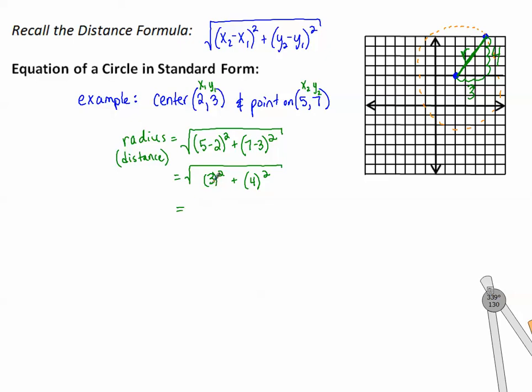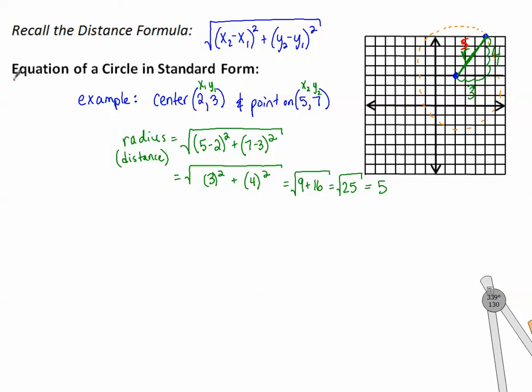So I'm going to simplify this. Square root of 9 plus 16, or square root of 25, or 5. So this radius is 5 units long, the distance from the center to a point on the circle. So if I had a measuring device that I could measure out to be 5 units long, I would go 5 units long in every direction, and I would be able to create my circle.